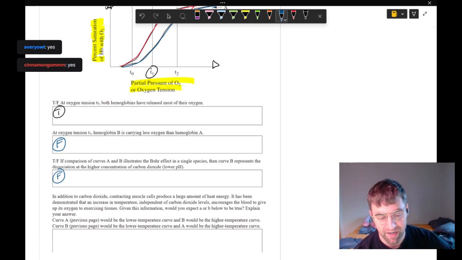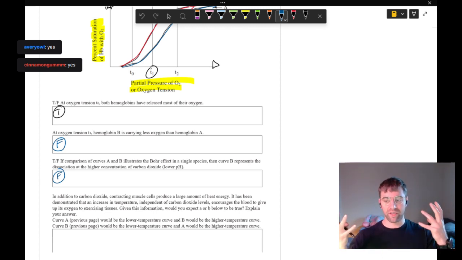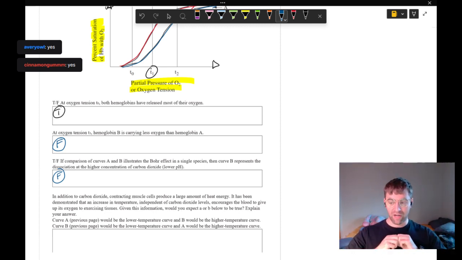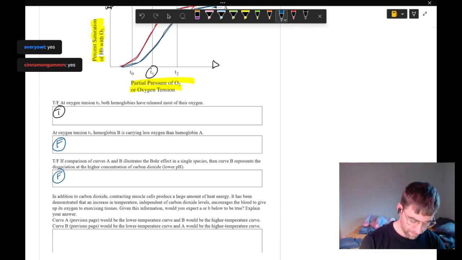At higher carbon dioxide levels or lower pH, that is increased acidity, you'll expect the hemoglobin to release more of its oxygen to the active tissues. More activity, more waste product also needs more nutrients, right? So we want the oxygen off the hemoglobin and in the tissues, right?